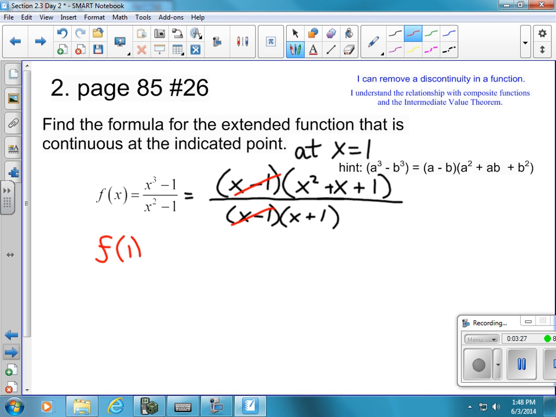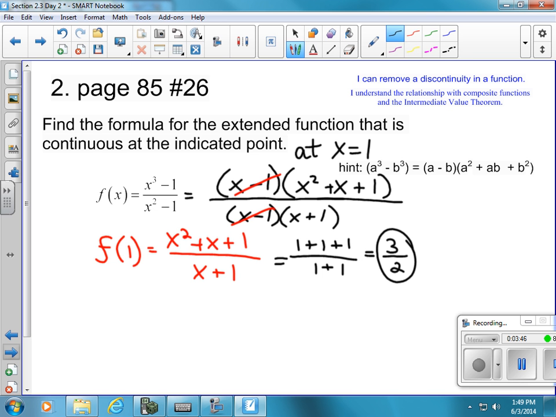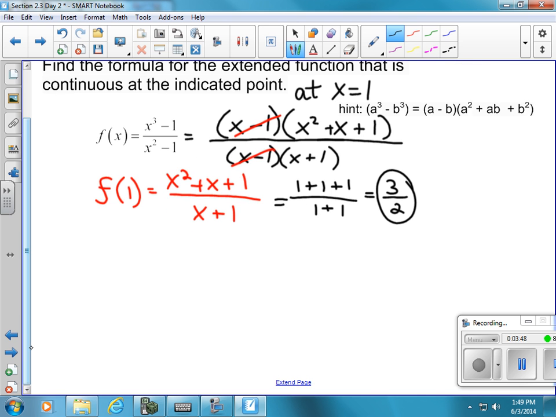So let's put in 1 into our new function that we've created, which is really like the old function. And if we plug in a 1, we get 1 plus 1 plus 1 over 1 plus 1. Well, to me, that looks like a 3 over 2. That is going to be the value of our function at 1.